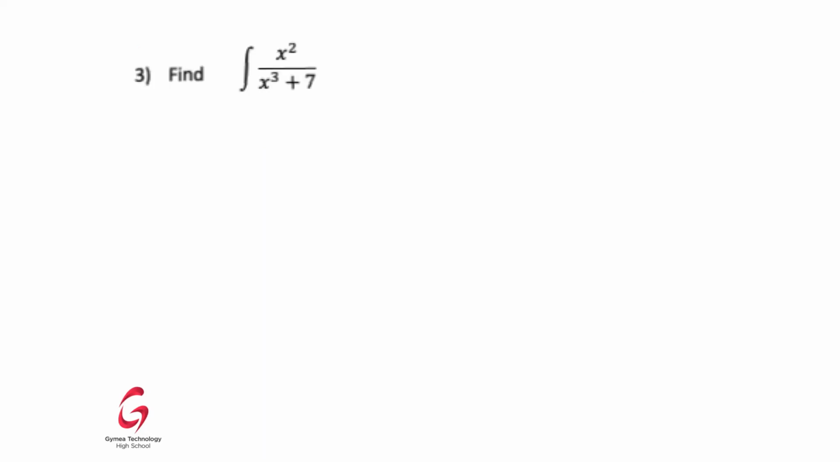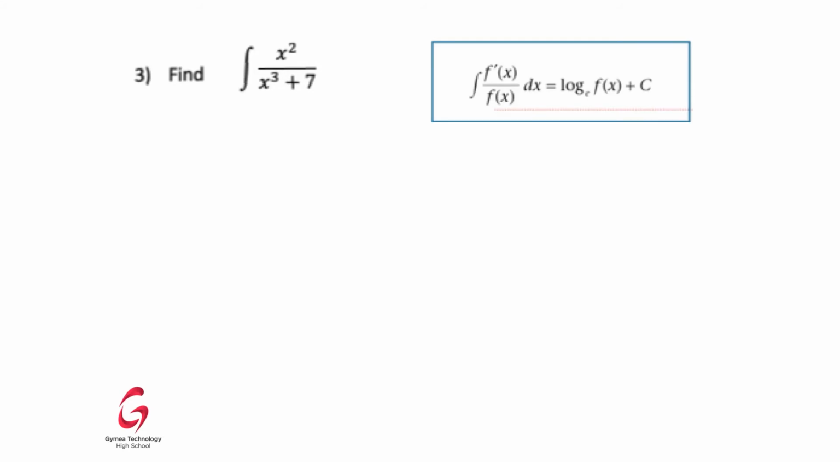Okay, in example number 3, it's got a bit more complex. We've got something a bit larger than just x on the bottom. We've got x cubed plus 7, which means we're going to have to maybe lean on that second version of these special formulas. Okay, so let's just go revisit it. It says if you've got a function on the bottom and you have the derivative of that function on the top, then it will produce this result.